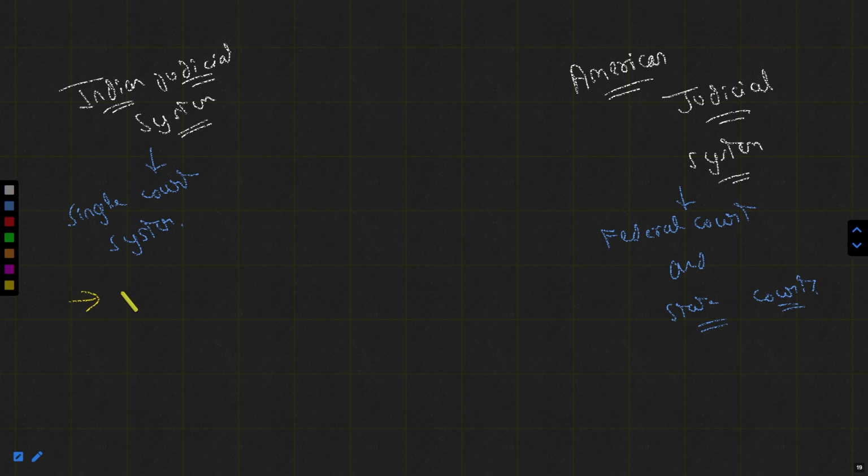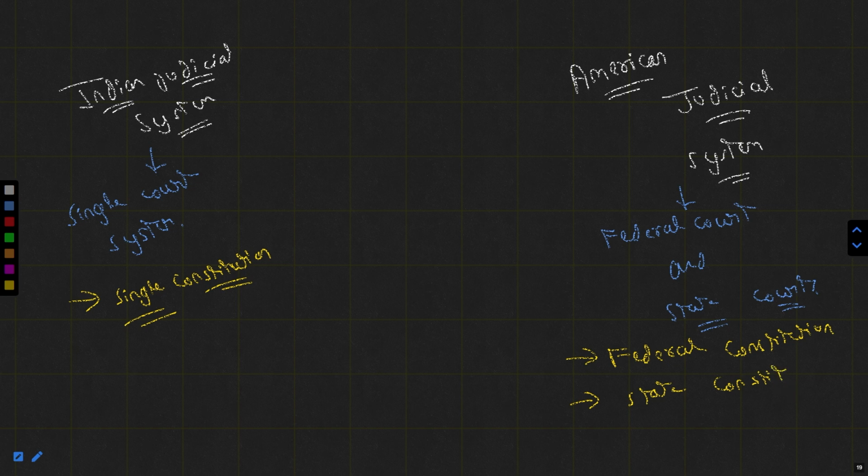Basically, in India, there is a single constitution. In USA, there is a federal constitution and the state constitution. All right. So you could say in India, basically, the single constitution empowers the central government and the state governments for exercising their powers by virtue of the state list or the union list.